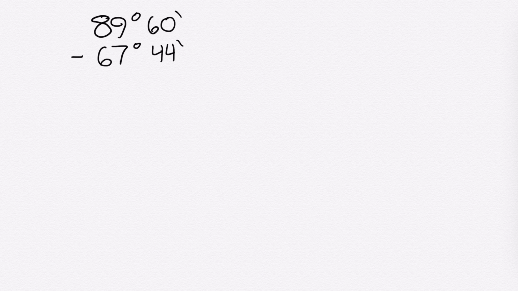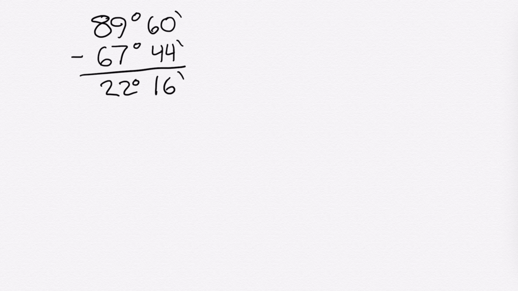You're going to take whatever reading you got from your sextant and subtract that from 89 degrees and 60 minutes. So you take 89 degrees and 60 minutes and subtract 67 degrees and 44 minutes. This is going to give you a value of 22 degrees and 16 minutes.